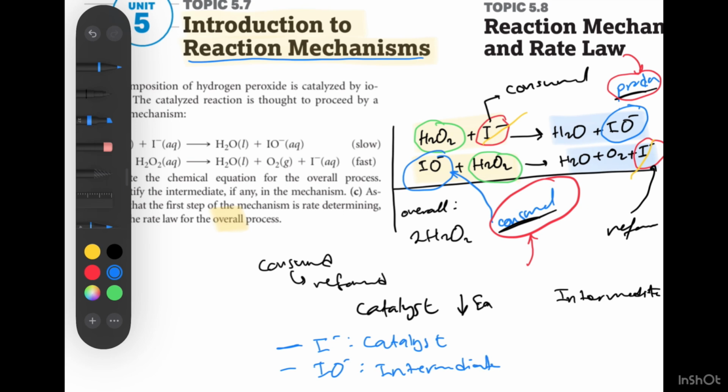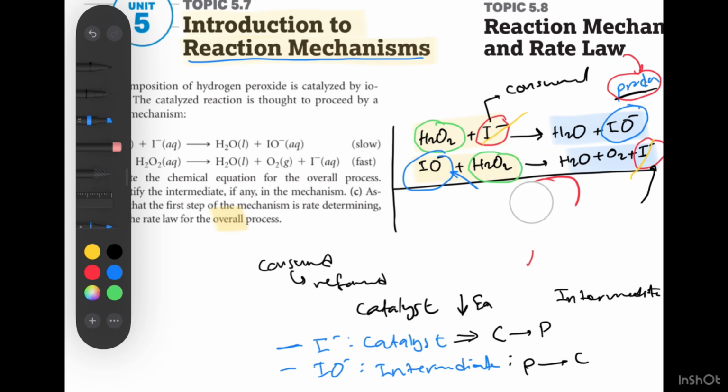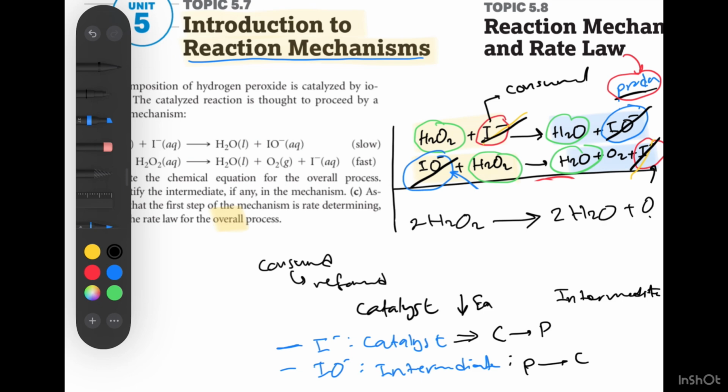You notice that the intermediate is a substance that is produced and consumed within the reaction. So we can say a catalyst is consumed and then produced, but the intermediate is the opposite: it's produced and then consumed again. So let's go back again to write the whole equation. As we said, we have two molecules of hydrogen peroxide, so we write them as 2H2O2. The I negative is cancelled out, the IO negative is also cancelled out. We notice that we have two molecules of water, and that's why you have to represent them as 2H2O, in addition to the oxygen. So the overall equation is represented in this form.